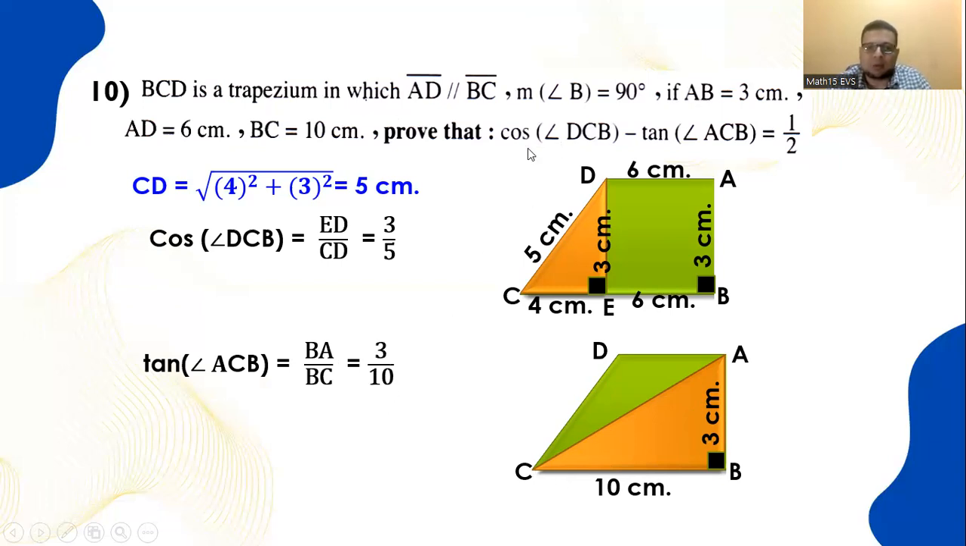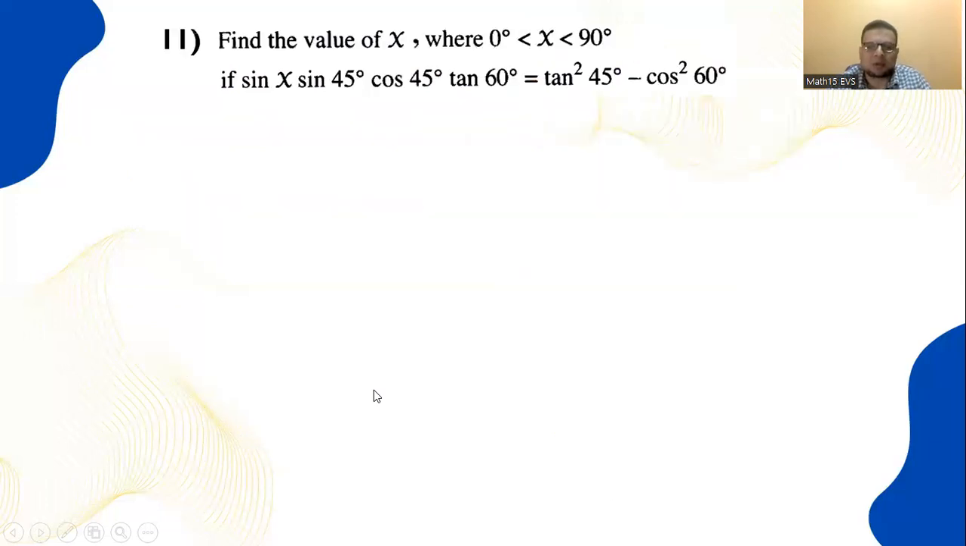Now I have the values for the cosine and the tan. I need to prove that the difference between them equals half. So take the difference between them. 3 over 5 minus 3 over 10 will be half. So I proved it. Yes, equal.